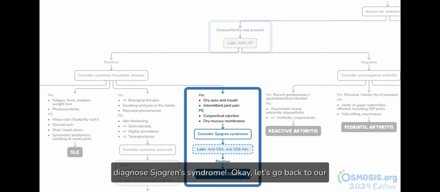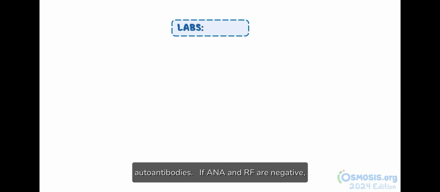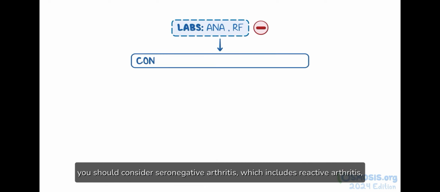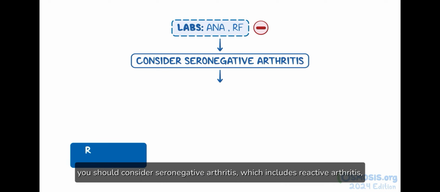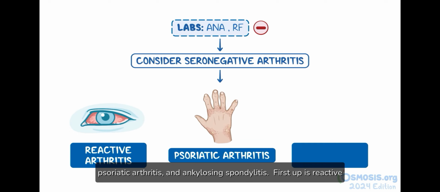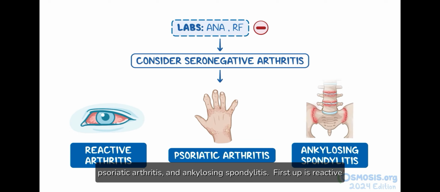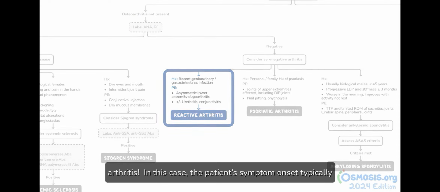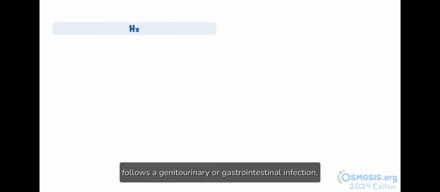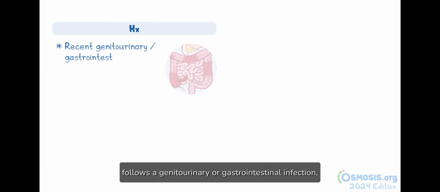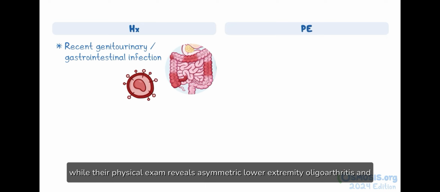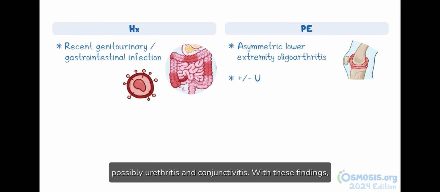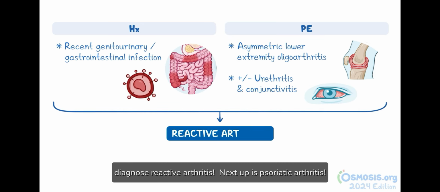Okay, let's go back to our autoantibodies. If ANA and RF are negative, you should consider seronegative arthritis, which includes reactive arthritis, psoriatic arthritis, and ankylosing spondylitis. First up is reactive arthritis. In this case, the patient's symptom onset typically follows a genitourinary or gastrointestinal infection, while their physical exam reveals asymmetric lower extremity oligoarthritis and possibly urethritis and conjunctivitis. With these findings, diagnose reactive arthritis.